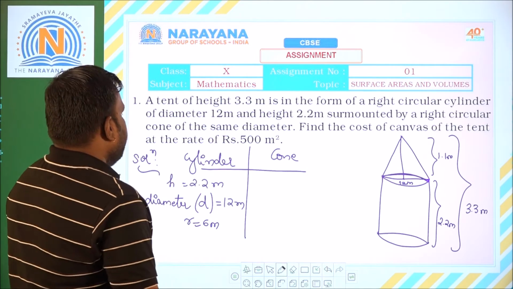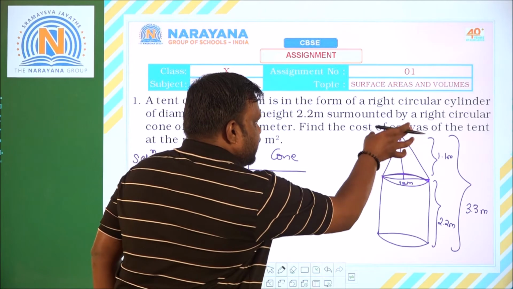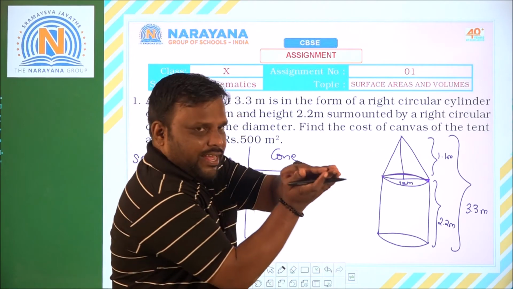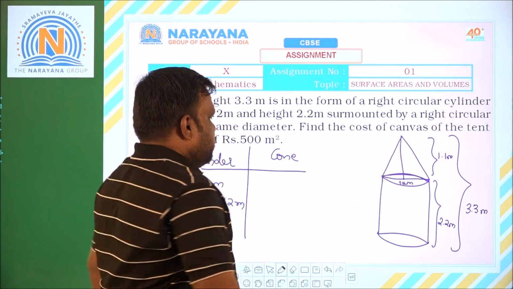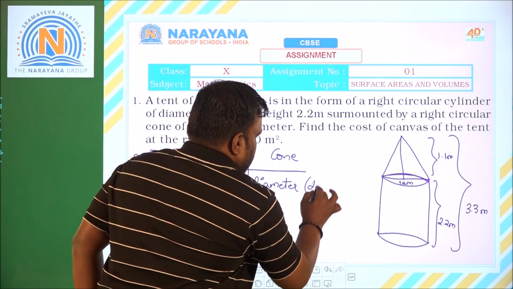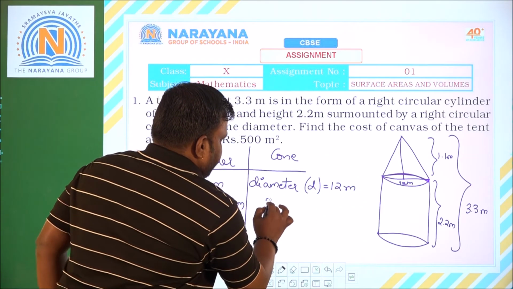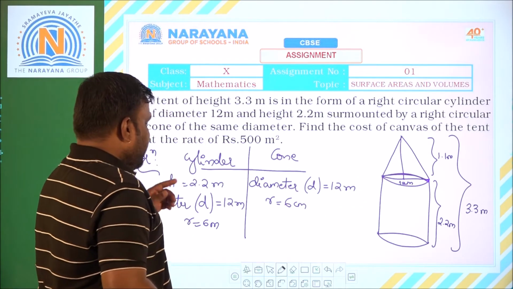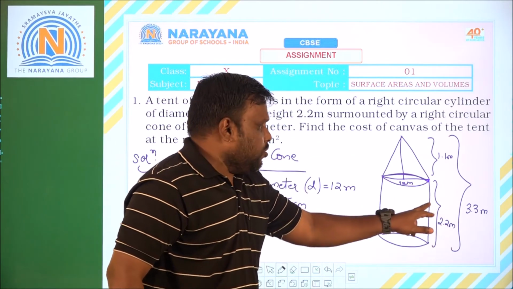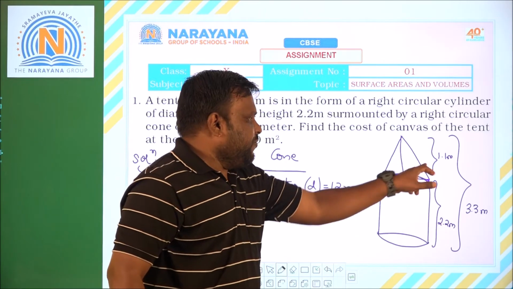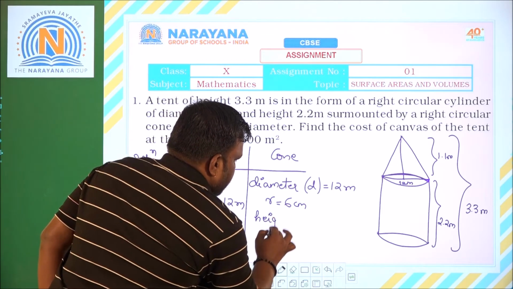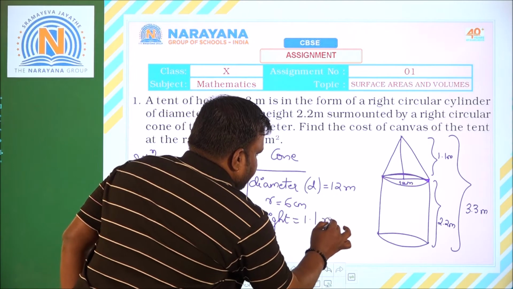Right. Now for the conical part, since the cone is placed on the cylinder, obviously the diameter of the cylinder will be exactly equal to the diameter of the cone. So here the diameter of the cone is also 12 meters. If this is 12, obviously the radius will be 6, right? Now, the height of the cone: as we said, the complete height of the tent is 3.3 meters, out of which the cylinder height is 2.2. Therefore the conical part will be 1.1. So the height of the cone is 1.1.